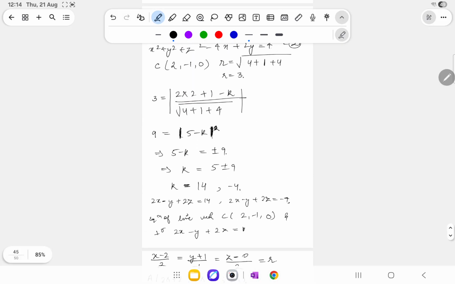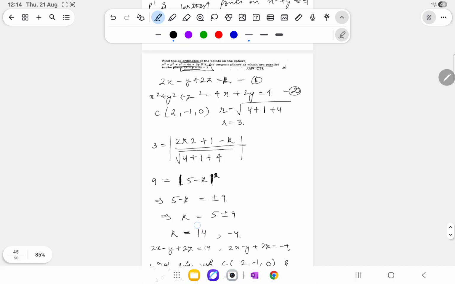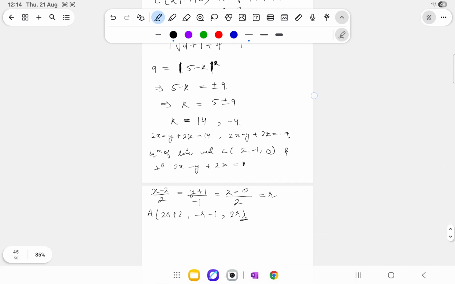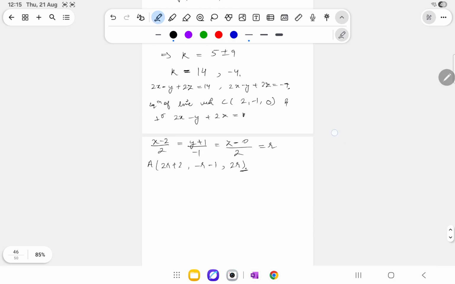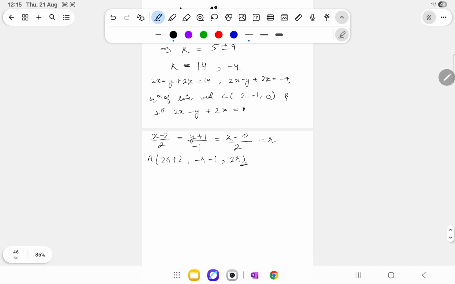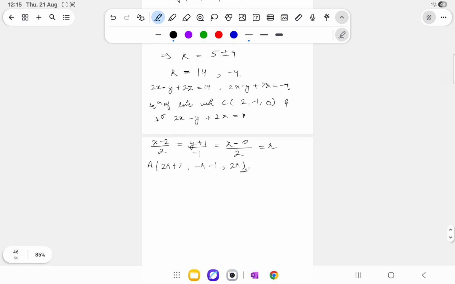Find the coordinates of the point on the sphere, the tangent planes at which we are supposed to find equations as well, because only then will we get the coordinates of the points. Since we have two planes, we'll get two touching points as well. One by one we'll substitute this value in the calculated planes, this one and this one. So let's do the first one first.